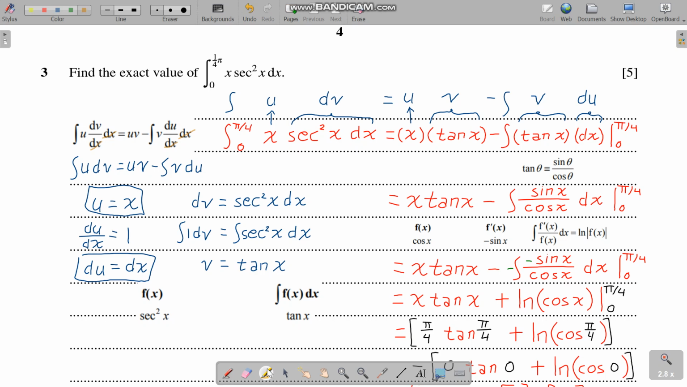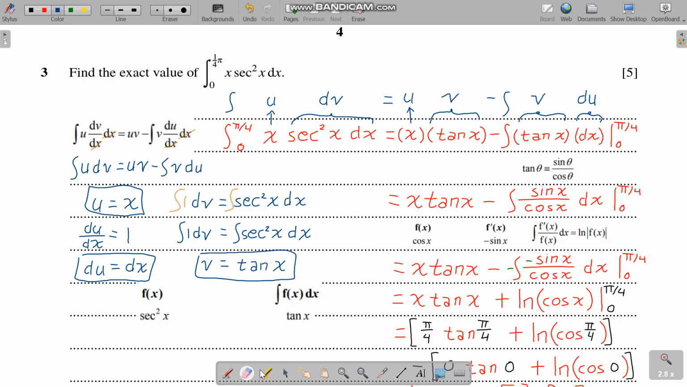And now for the dv. If this is u, then this must be dv. So this is dv. We're gonna integrate both sides. So we can just say the integral of 1 dv. The integral of 1 dv is v, just like the integral of 1 dx is x. And the integral of secant squared, using this MF19 formula, secant squared becomes tangent. So we're gonna need this as well when we substitute.